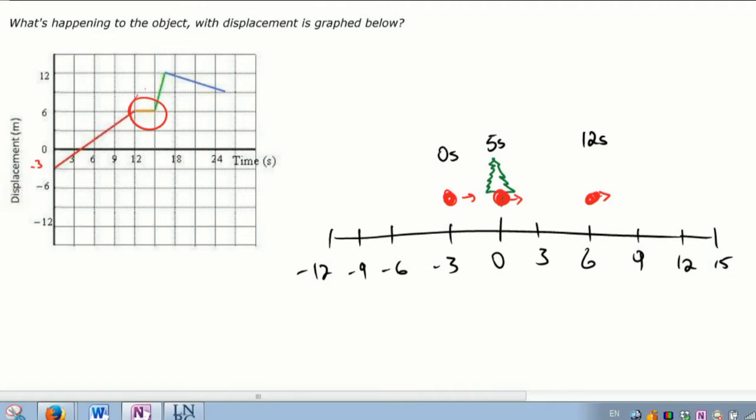All right, now my object is at this little horizontal line here. What does that mean? From 12 seconds to, this is 15 seconds in here, what is my object doing from 12 seconds to 15 seconds? It's not moving. Perfect. There's 15 seconds. There's 12 seconds. It's taking a break. It's just hanging out at 6 meters.